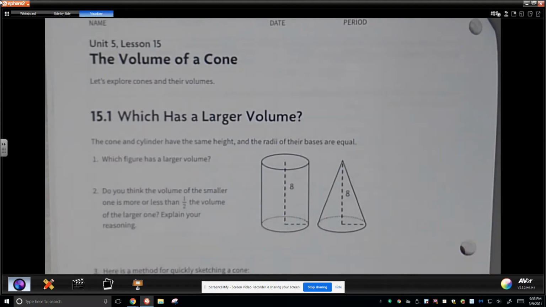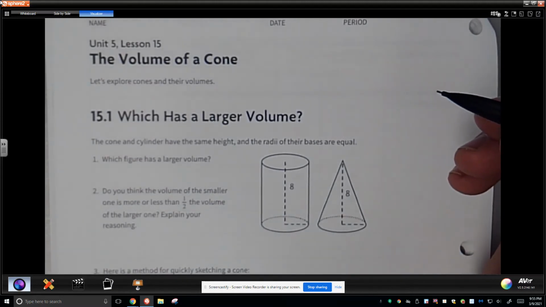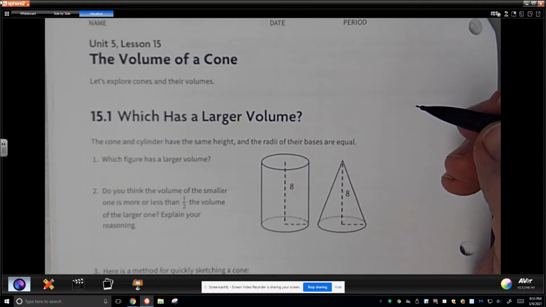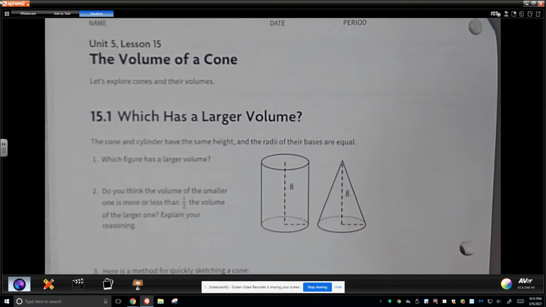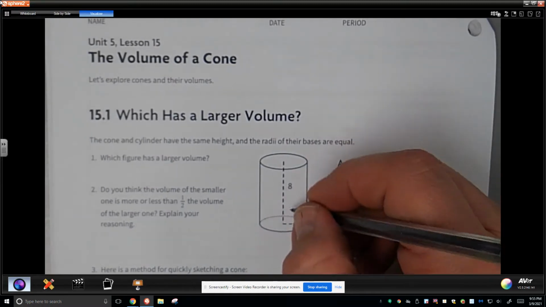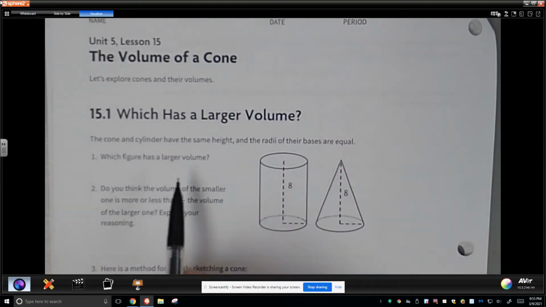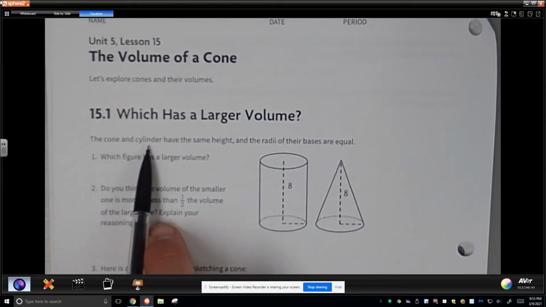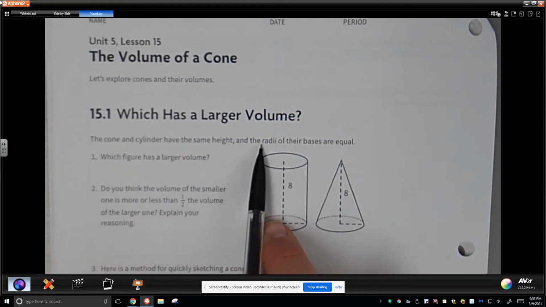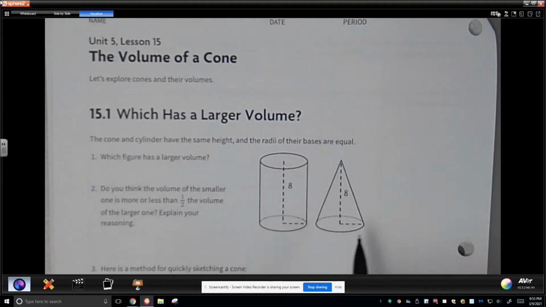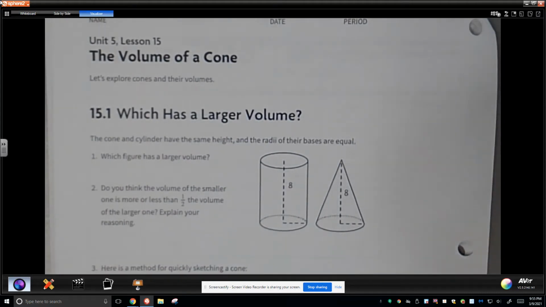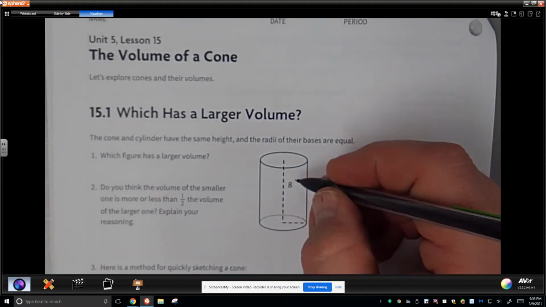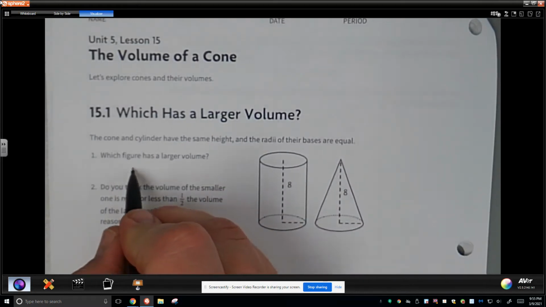So we've learned about cylinders, and we've learned specifically that the formula for a cylinder is going to be the area of the base, the circle, pi times radius squared, multiplied by the height. So the question that comes down to is this: the cone and the cylinder have the same height and the radii of their bases are equal. So this radius and this radius are the same, the heights are exactly the same. Which figure do you think has a larger volume? Now, if you said the cylinder, you'd absolutely be right.